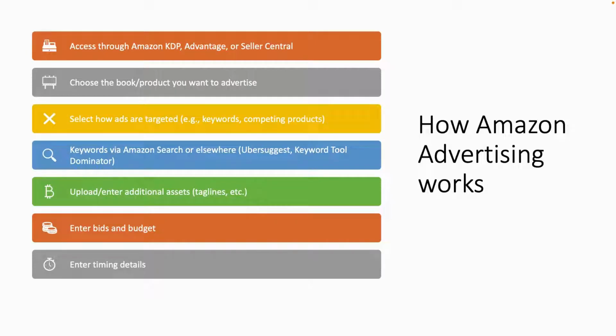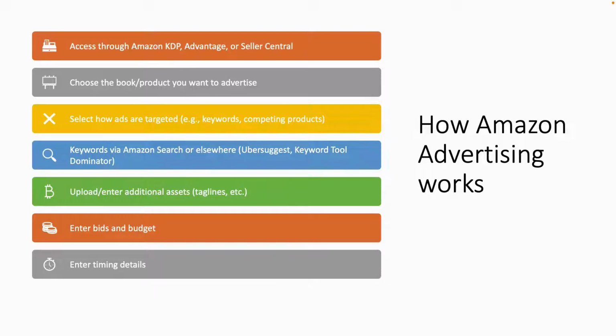So I've just explained what Amazon advertising is. Now I'm going to talk about how it works. And basically, there's a bunch of steps involved. You access Amazon advertising through KDP, Amazon Advantage, Seller Central, or Vendor Central. You choose the book or the product that you want to advertise. You select how they're targeted. So that might be via keywords or competing products or even automatic targeting.